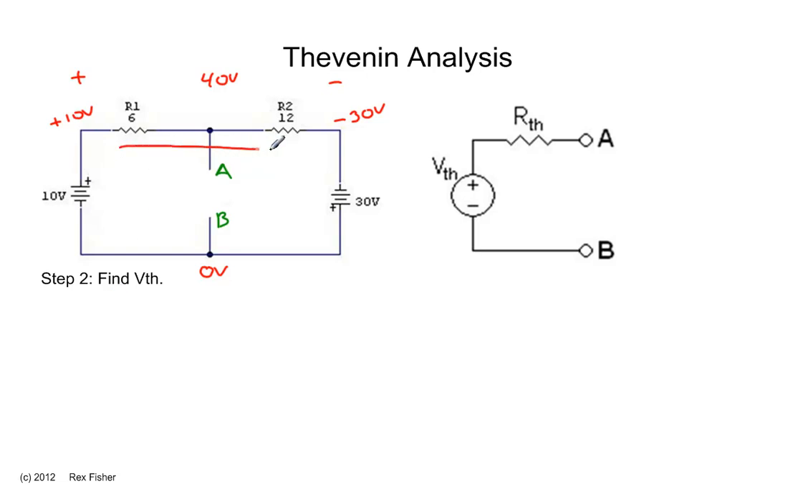That gives us a current flowing through them of 40 volts divided by 6 plus 12, or 18 ohms. And that's 2.22 amps. 2.22 amps flowing through a 6 ohm resistor in this direction.